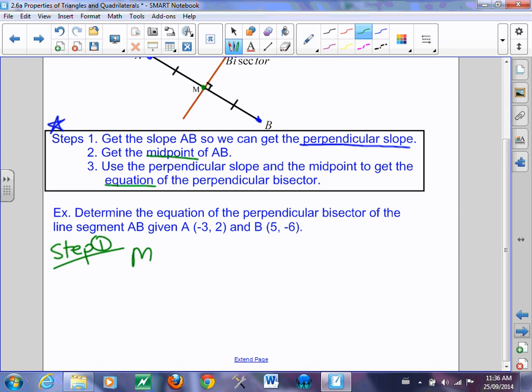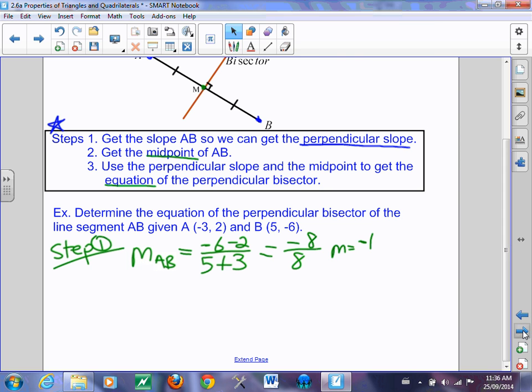So slope, lowercase m, of AB equals y2, which is negative 6, subtract y1 over x2, subtract a negative becomes plus 3. Okay. Simplifying the numerator is negative 8. Simplifying the denominator is 8. So you're going to get, ladies and gentlemen, slope equaling negative 1.